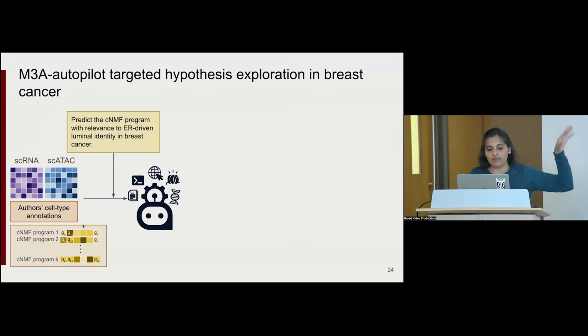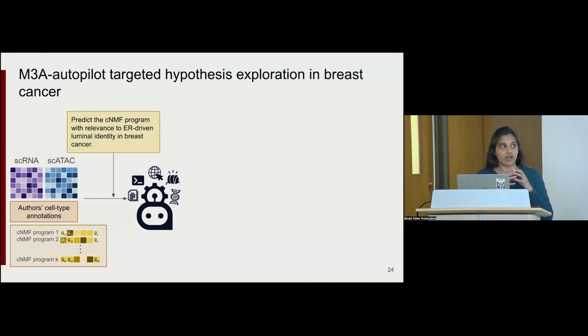So after we have all of this set up, we provide these 4 different inputs to the agent. And the task is, again, kept very minimal. We say, predict the CNMF program with, and I'm giving an example from the breast cancer cohort to explain better what we exactly did, the task is defined as: predict the CNMF program with relevance to ER-driven luminal identity in breast cancer. ER-driven luminal identity is a very strong and very well-known biological program. So we expected to find this in any CNMF programs that have been generated in an unsupervised fashion.